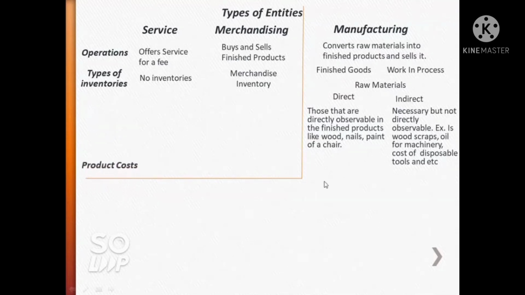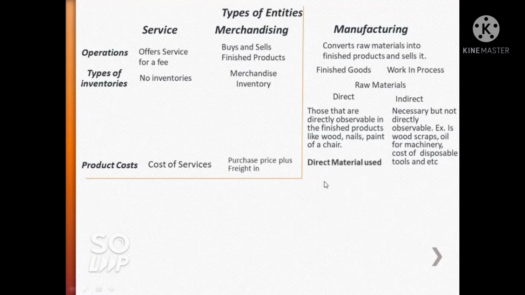Now let's talk about their product costs. The service entities have what we call the cost of services, and the merchandising entities have to pay for the product's purchase price plus freight in. The freight in or the transportation in is the cost incurred to transfer the merchandise inventory from the supplier to the place of business. Examples of this are the labor cost paid to lift your products from one place to the other and the cost paid to delivery companies.